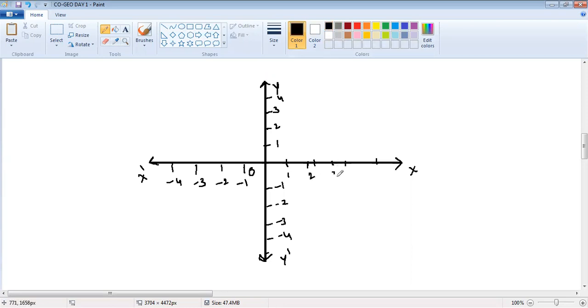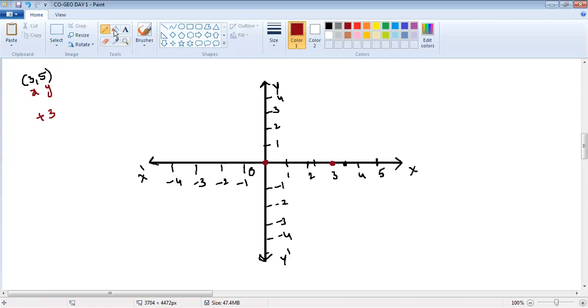Now let us mark all these points 2, 3, 4 and 5. If I give the point (3, 5), I want to locate this. Please identify this is X and this is Y. From the origin, it is 3, which means plus 3, so you have to move to your right side, 3 units.